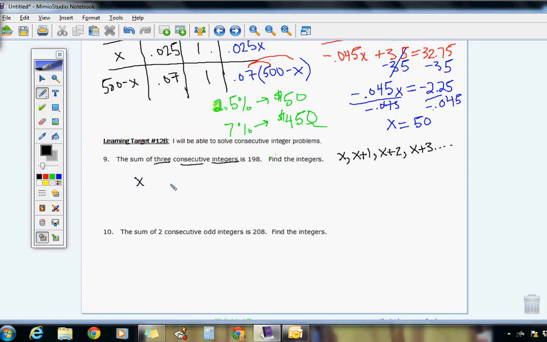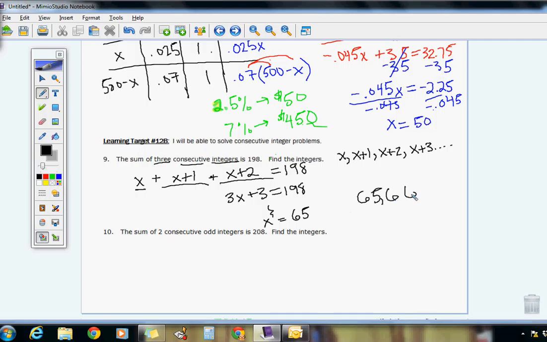So the first one is x. That's the first integer. Then I got to add to that the next integer. Well, that's x plus 1. Then I got to add to that the third consecutive integer. So that was x plus 2. And then that equals 198. Add them all up, set it equal to 198. Well, obviously this is going to be 3x when we combine like terms, plus 3 equals 198. And when you solve that, you get an x value of 65. Well, that means the answers to this problem are 65, next integer is 66, next one 67.